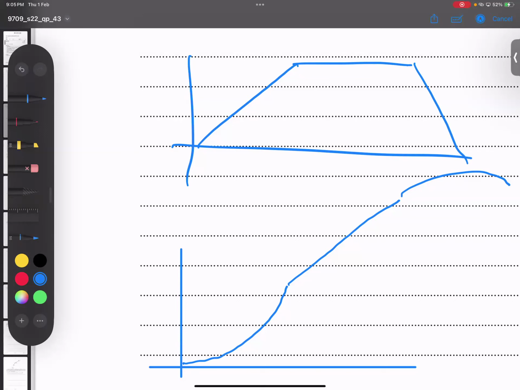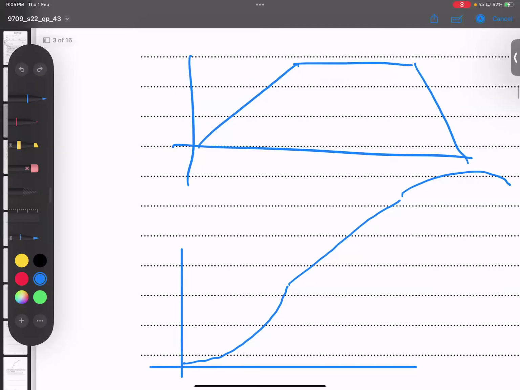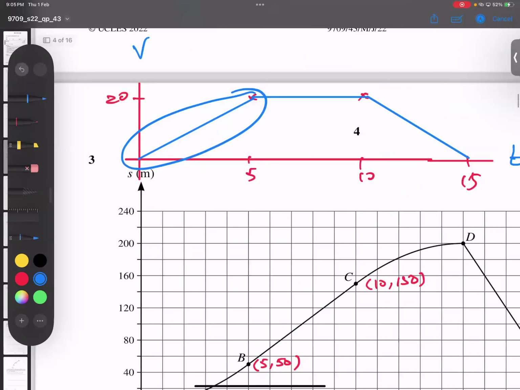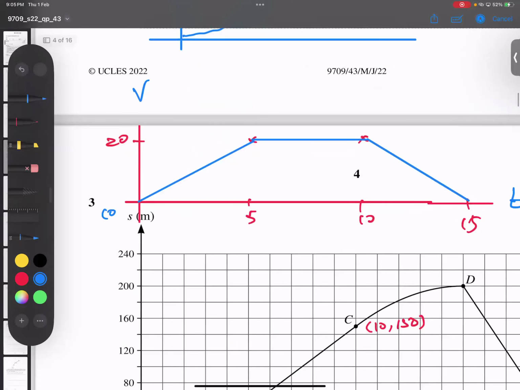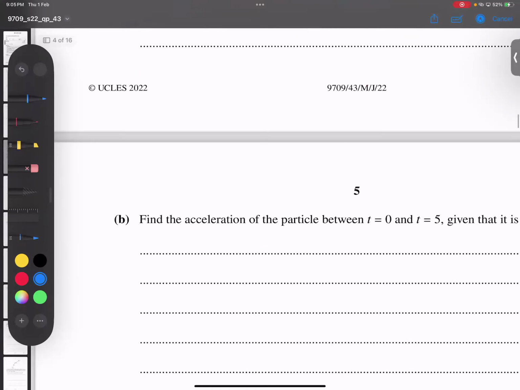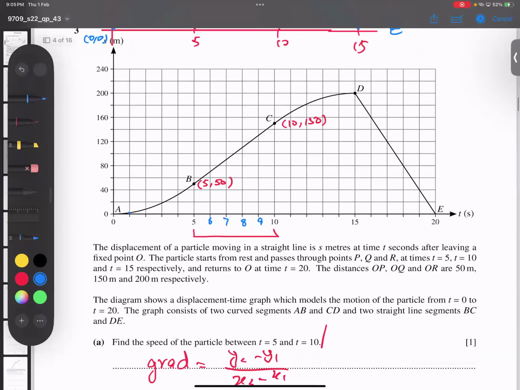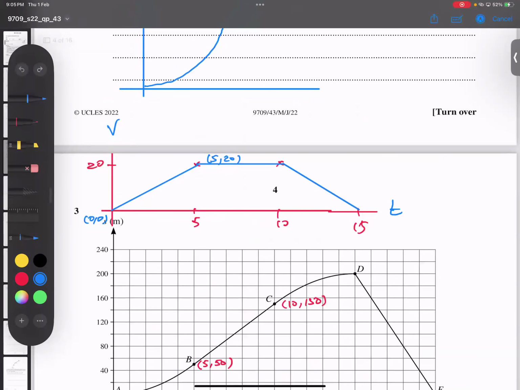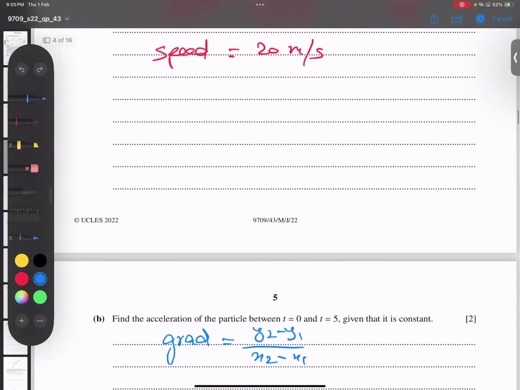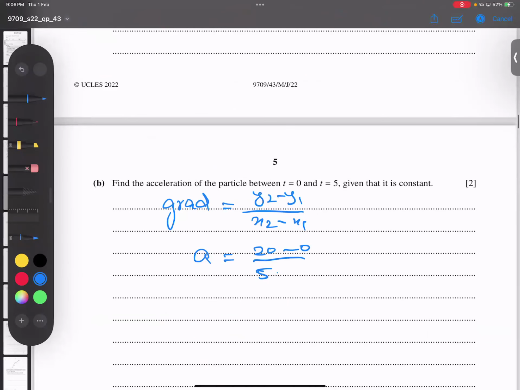And now he's asking to find the acceleration. You know it very well, it's nothing hard. I'll find the gradient. And what is the gradient? Here 0, 0, and at 5, 20. Whenever we have a speed time graph, the gradient represents acceleration. So y2 minus y1 over x2 minus x1 is the acceleration. That is 20 minus 0 over 5 minus 0. So we got 4 meters per second squared.